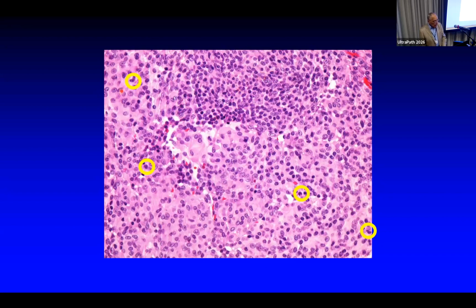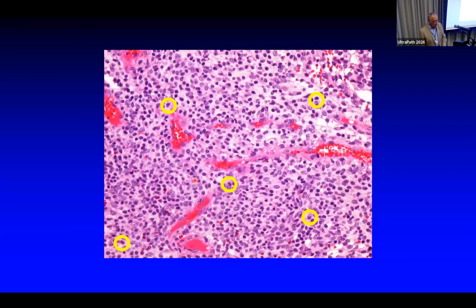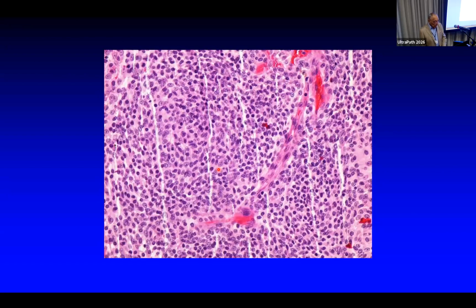And many mitotic figures: 1, 2, 3 here, 4 in this field, which is a high power field. And here it has 5 mitoses. So this is a malignant tumor. Malignant, with not much pleomorphism, but with small, polygonal cells.